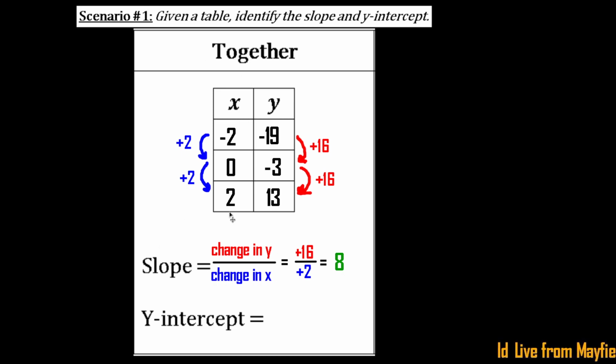So my slope for this function is going to be 8. Then I look for the y-intercept in this one. Again, I highlight where the x value is equal to 0, and I say, all right, if x equals 0, my y value is -3, and so that means my y-intercept is going to be -3. So the slope for this function is +8, and the y-intercept is going to be -3.